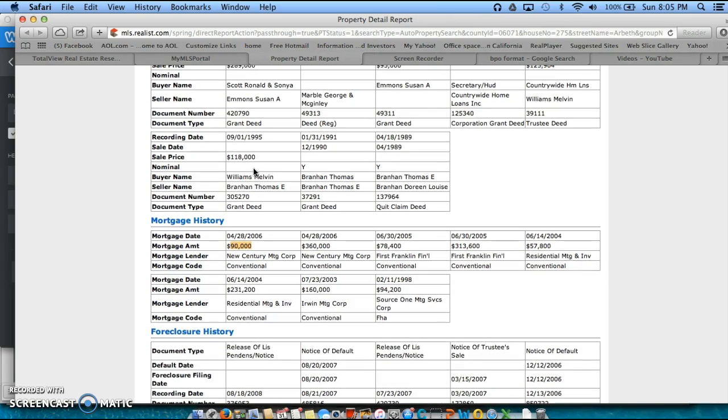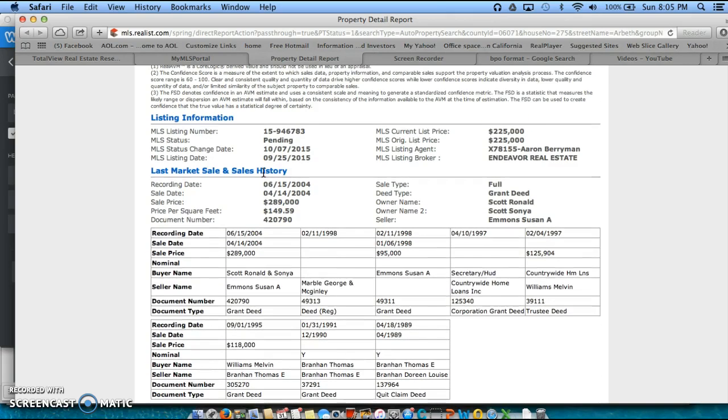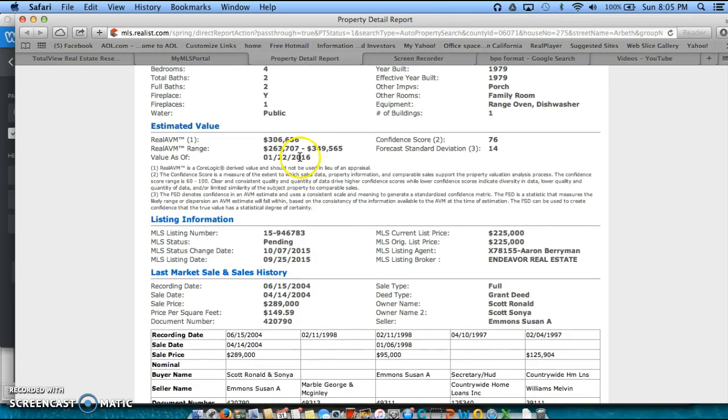let's say they owed 280, right? It says that they owed 280, then we knew if the market value is somewhere around 300 or 306, that there's about $20,000 that we could play with. That's information we're going to want to know when we're negotiating with the seller.